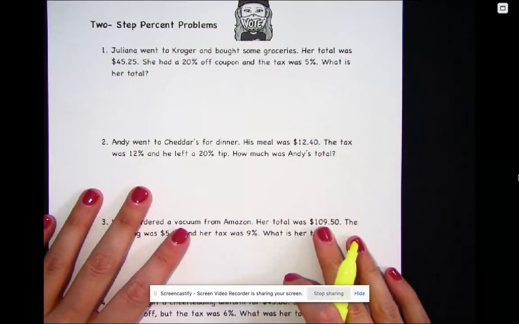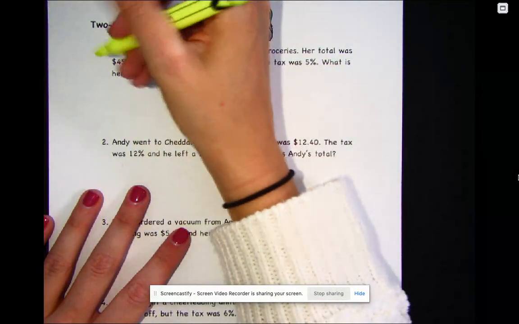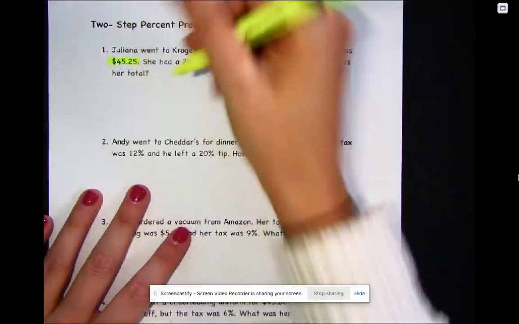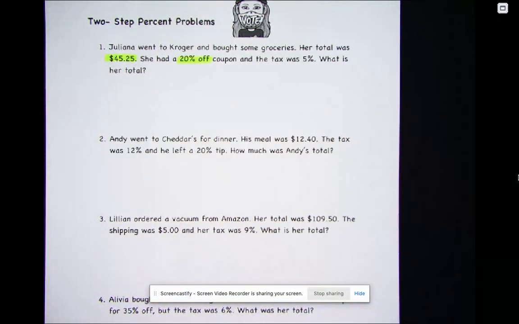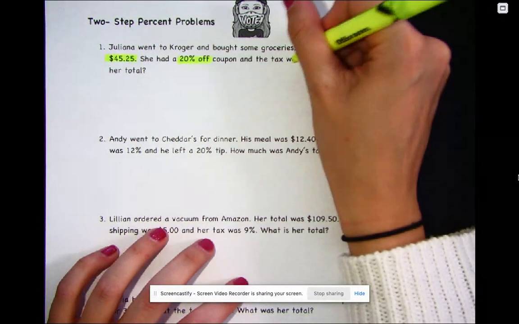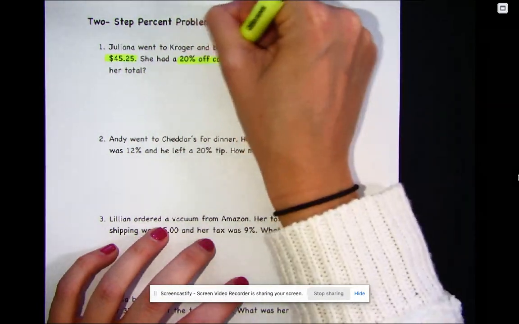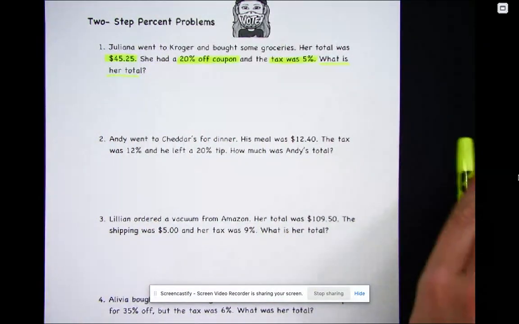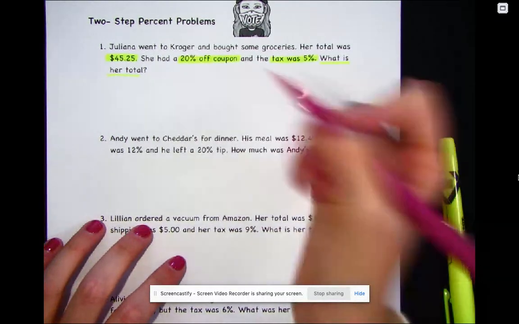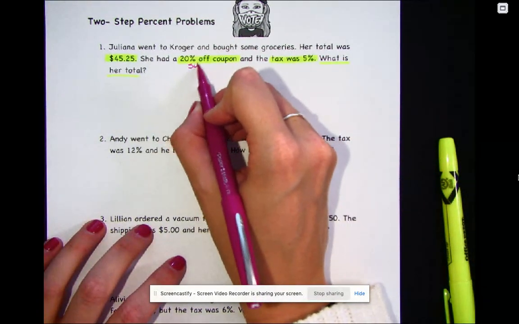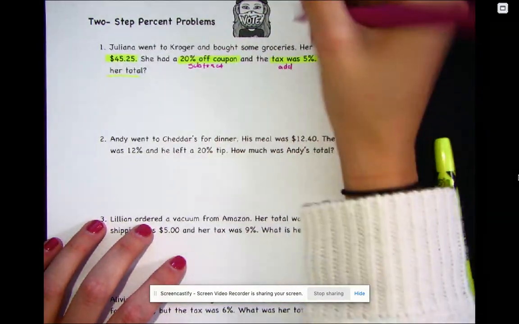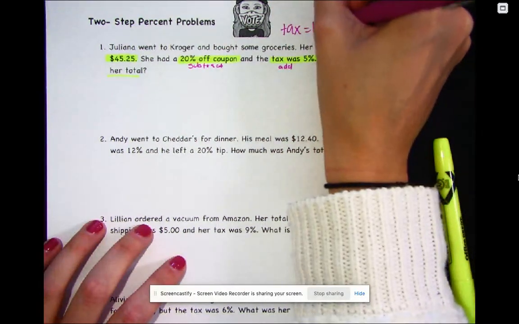So the first problem, we have Juliana went to Kroger and bought some groceries. Her total was $45.25. So I'm going to highlight that because that's pretty important. Then she had a 20% off coupon, and the tax was 5%. So I'm going to highlight all of these things, and then I'm going to underline what is her total because that is also important. Okay, so the first thing we're going to do is remember, coupon means that we are going to subtract, and tax means that we are going to add, and we always do tax last, okay?